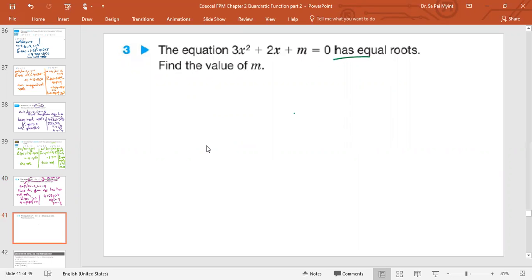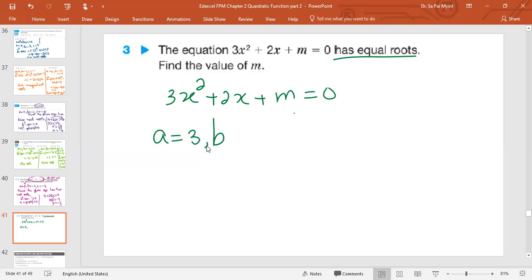Equal roots is given. Find the values of m. First you need to copy the equation 3x squared plus 2x plus m equal to 0. You have to write a, b, c. What is a? a equal to 3, b equal to 2, c equal to 1.